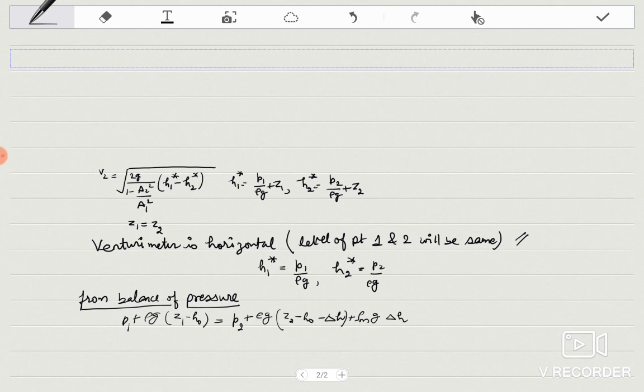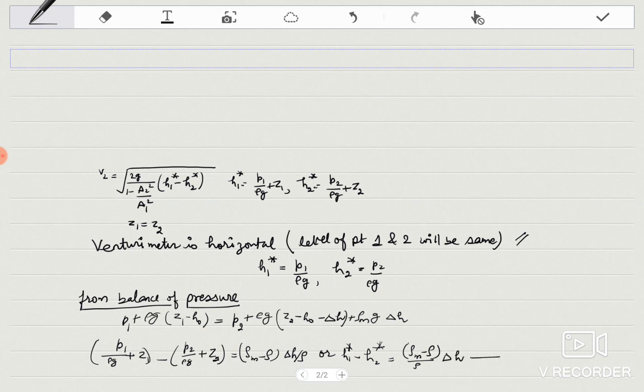Now solve it and get P1 upon rho g plus Z1 minus P2 upon rho g plus Z2 is equal to (rho m minus rho) delta H upon rho, or this is H1 star minus H2 star, you can see here, is equal to (rho m minus rho) upon rho delta H.